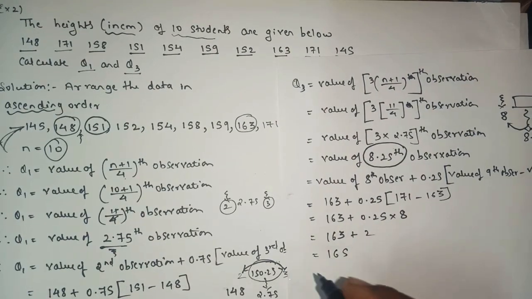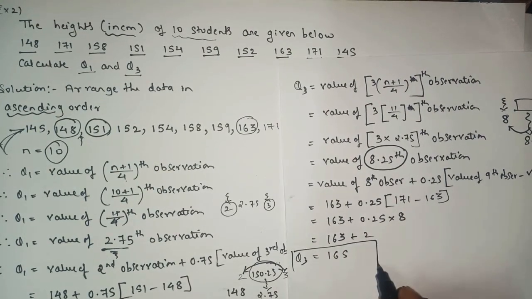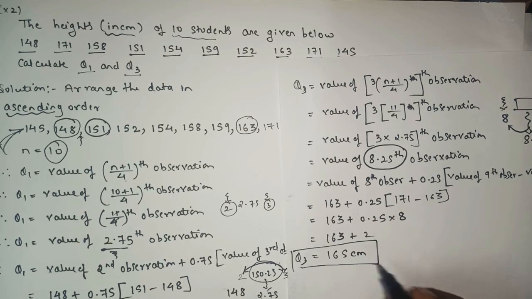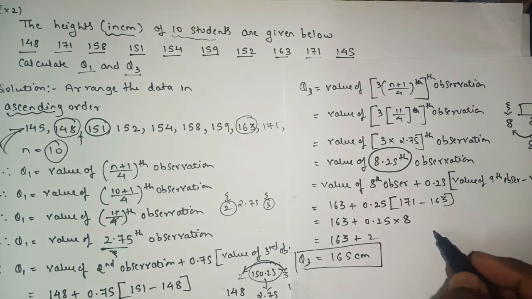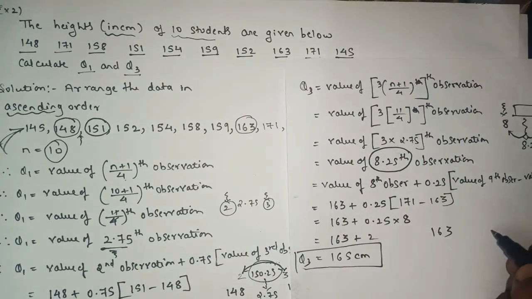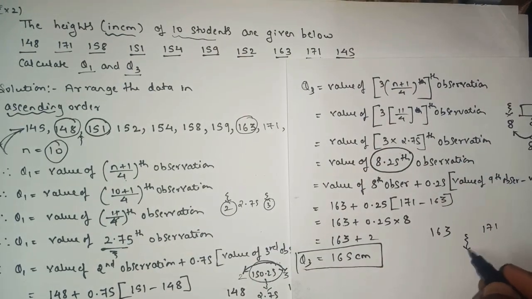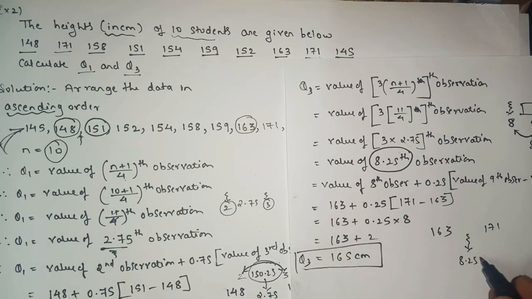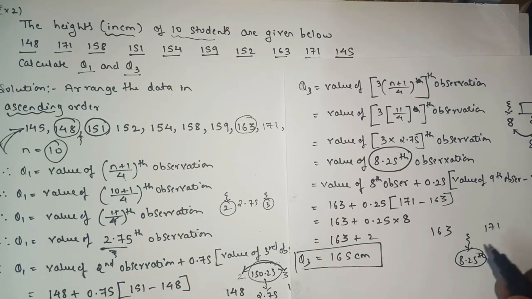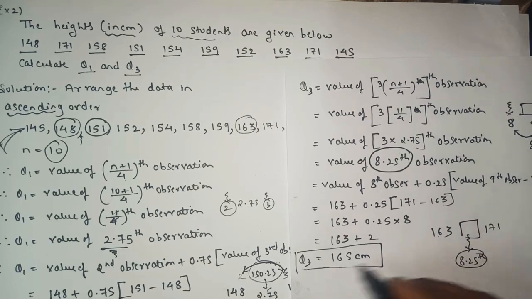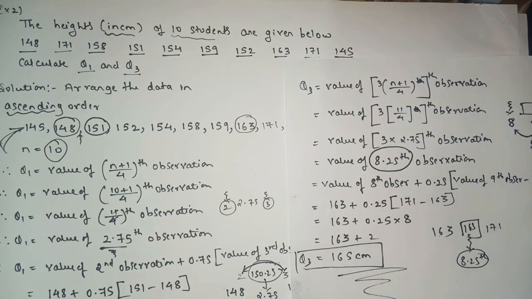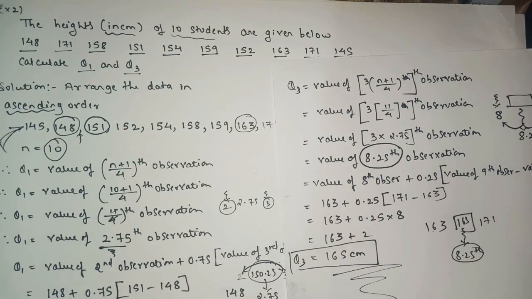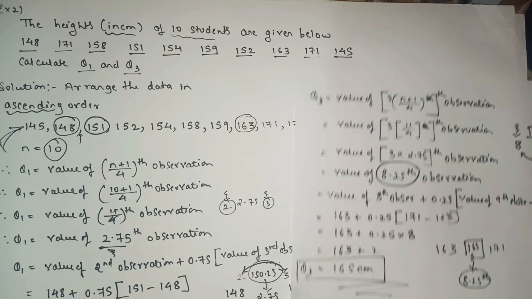Okay, so here we got the answer for Q3, and the unit for this will be what? Centimeter. We can check our answer: the eighth observation is 163 and the ninth observation is 171. Here we got 8.25, so of course that 8.25th value should lie between these two numbers, and here we got 165. So we can predict that our answer is perfect. The calculation which we did for this sum is safe, and the answer is perfect. So that prediction we can do.